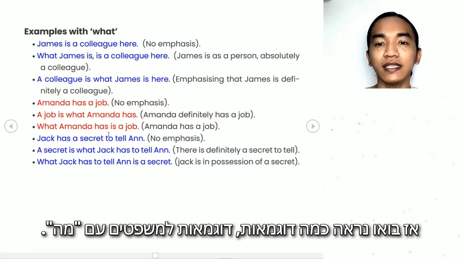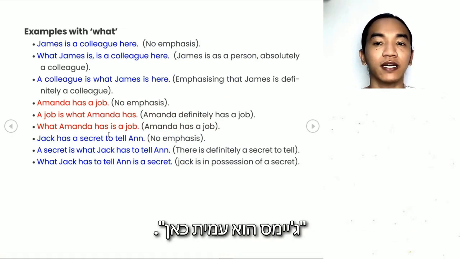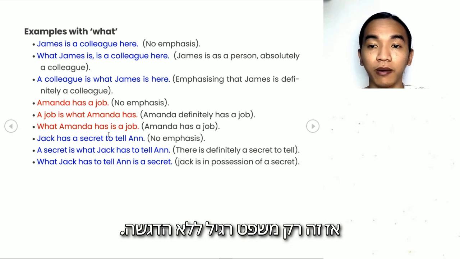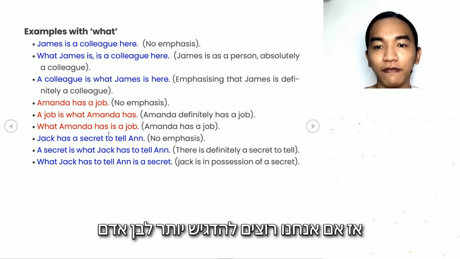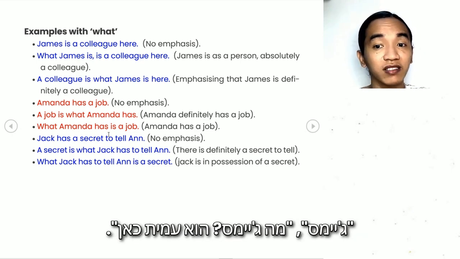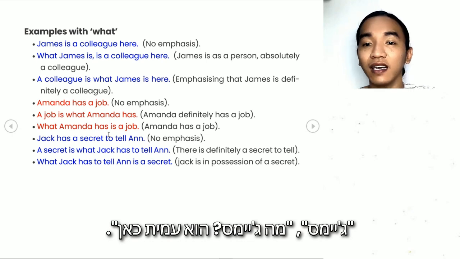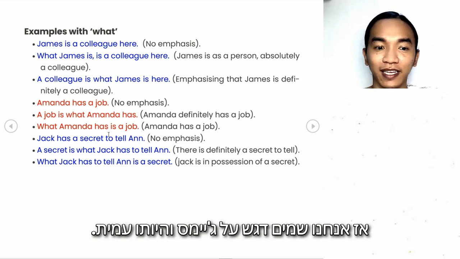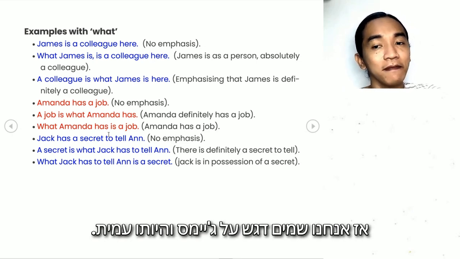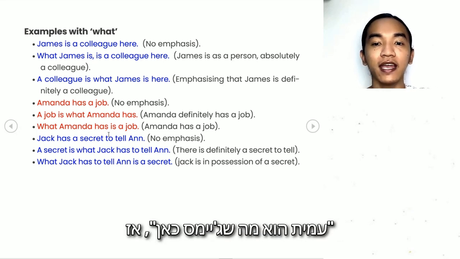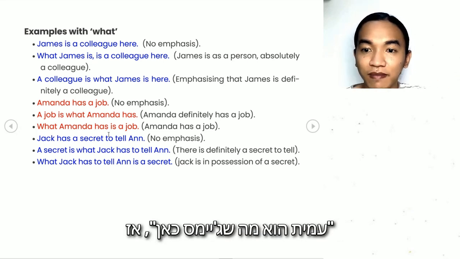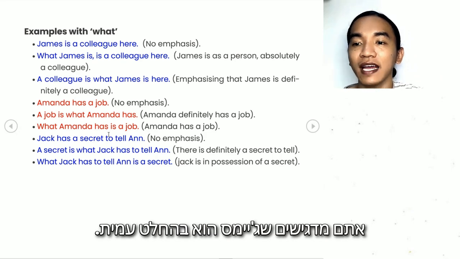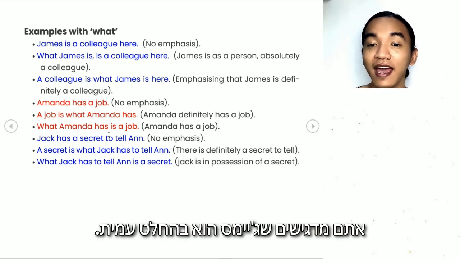Okay, so let's see some examples of sentences with what. Okay, James is a colleague here. So this is just a normal sentence with no emphasis. So if we want to emphasize more to the person James, okay, what James is here is a colleague. So James is a person, absolutely a colleague. So we are emphasizing on James and him being a colleague, okay? A colleague is what James is here. So you are emphasizing that James is definitely a colleague.